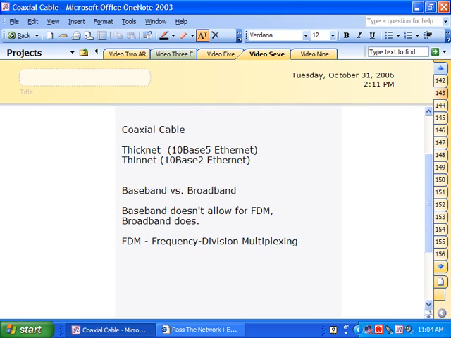Now, finally, the last number you see there in 10 base 5 and 10 base 2 indicates the maximum length of the physical segment in hundreds of meters. So 10 base 5, we're looking at 10 meg per second transmission speed. We're looking at the fact that it is baseband and not broadband. And the 5 indicates that it has a maximum cable length of 500 meters.